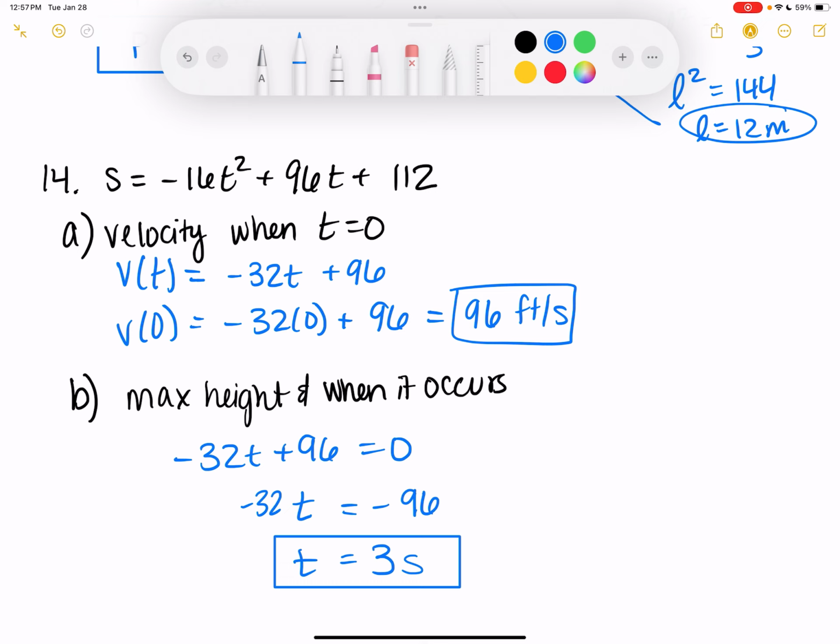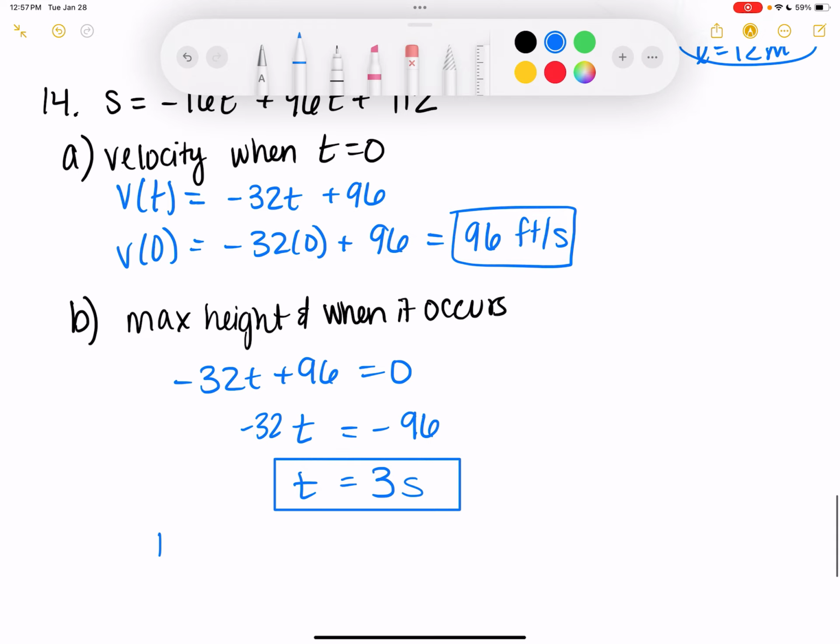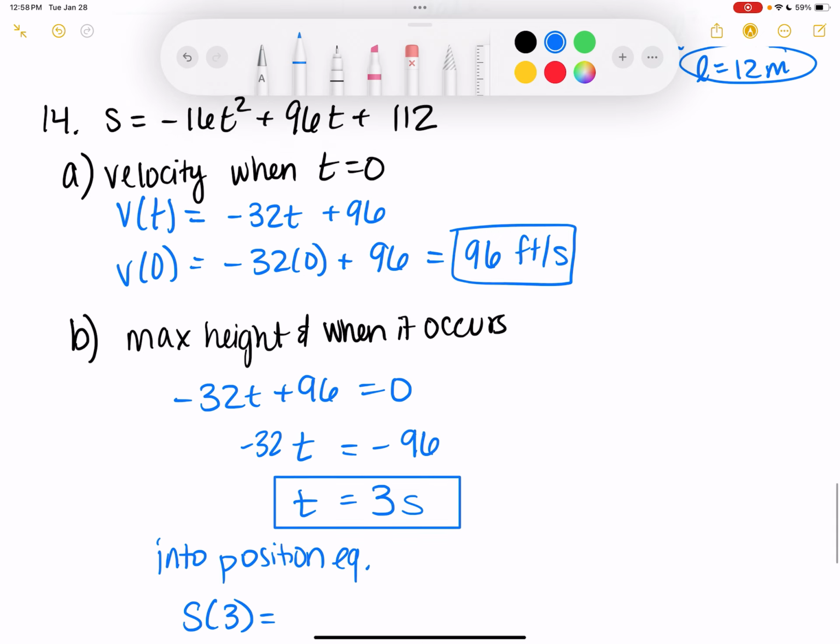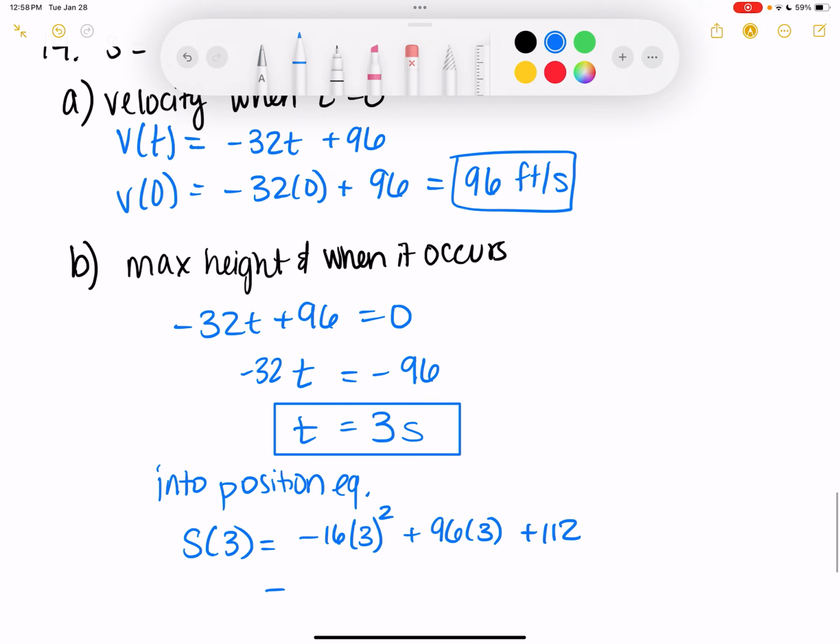Now that has to go into the position equation to figure out what the max height is. So s of 3 equals negative 16 times 3 squared plus 96 times 3 plus 112. Would you like to type that in and give me an answer? Yeah. Nah, we'll be sitting here for a real long time.